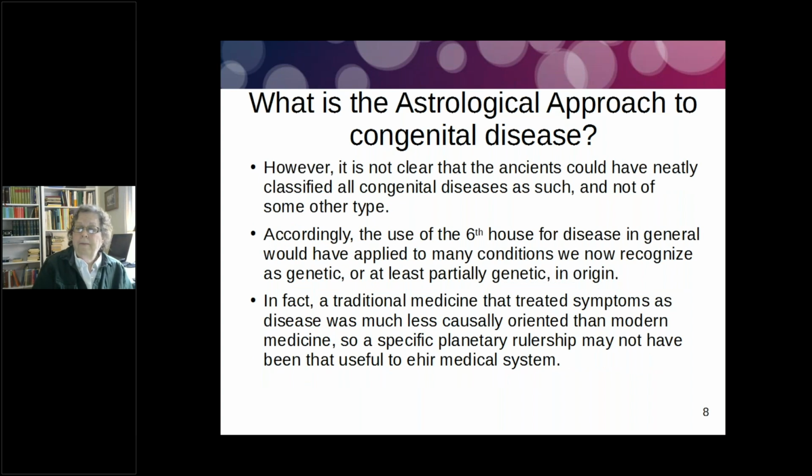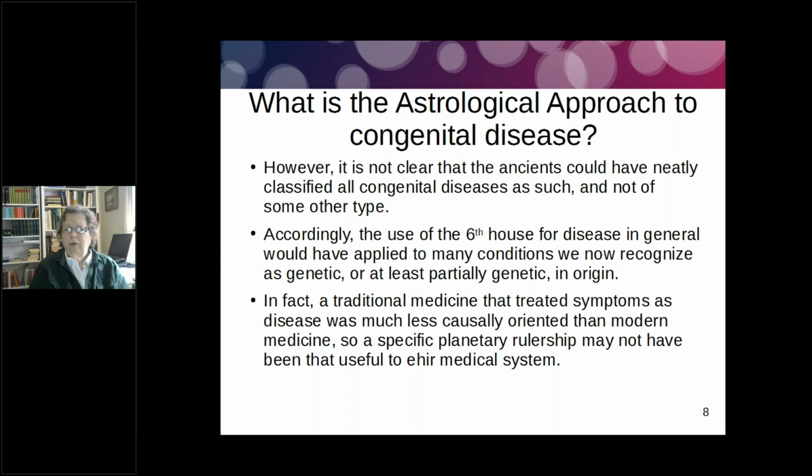It's not clear that the ancients would have classified all of what we would now call congenital diseases as such, and not as being of a different type entirely. But the use of the sixth house for disease is general and would have applied to any condition that people classified as disease, whatever its cause, because that was the general house of disease.